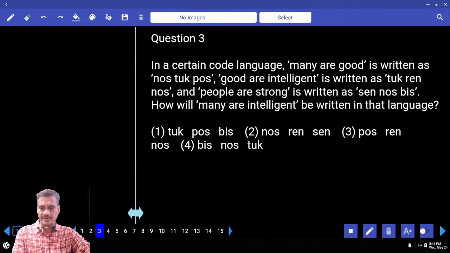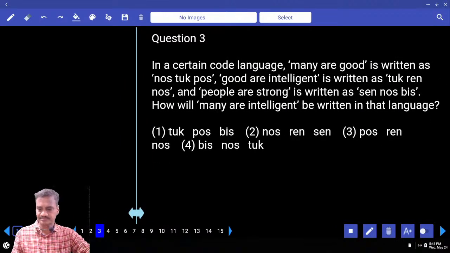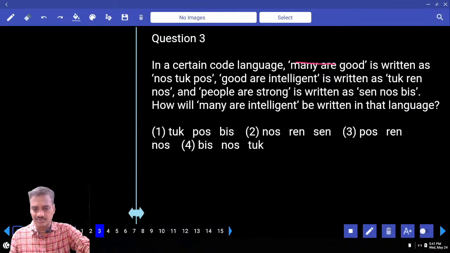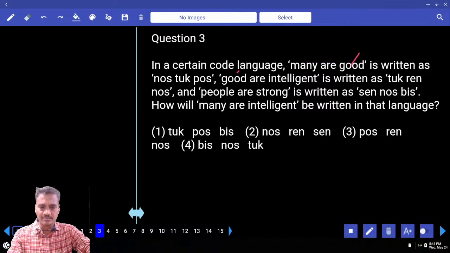Now many are good. First, we need to find out many are intelligent. In many are intelligent, the two words many and are are common. And here good is common in both, so tell me what code is common here? NOS or TUK? Now TUK is there, NOS is there.